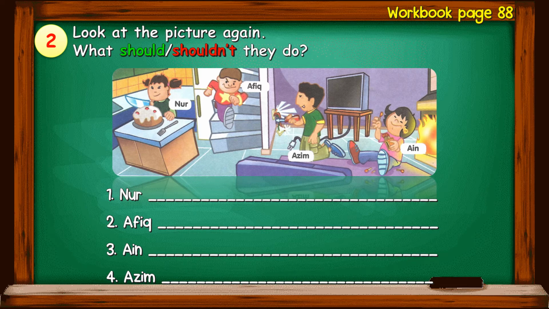Let me give you an example. Number 1 is about Nur. Let's see what Nur is doing. We read in the previous paragraph, the passage, saying that Nur is cutting the cake using a knife. So the question is, what should or shouldn't they do? You can write, Nur shouldn't use a knife to cut the cake. Or you can write, Nur should ask her mother to cut the cake.